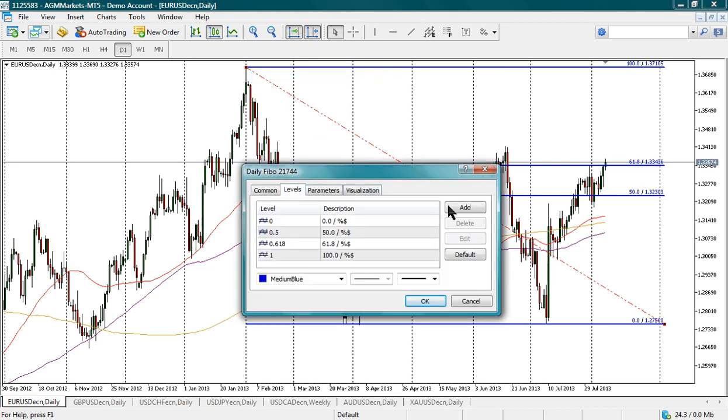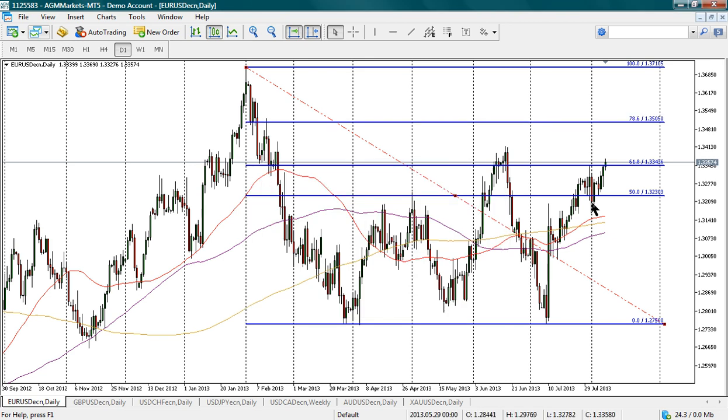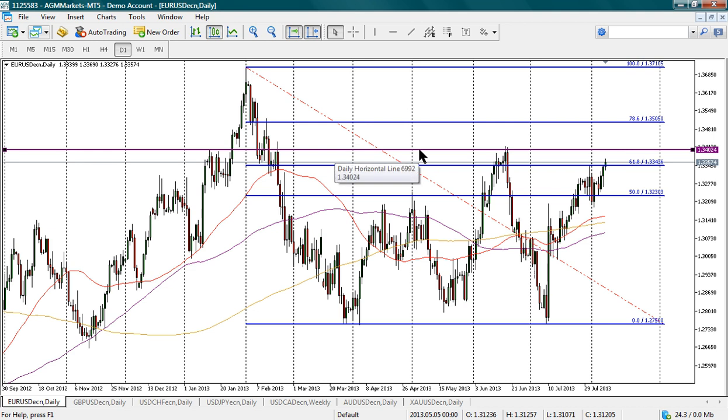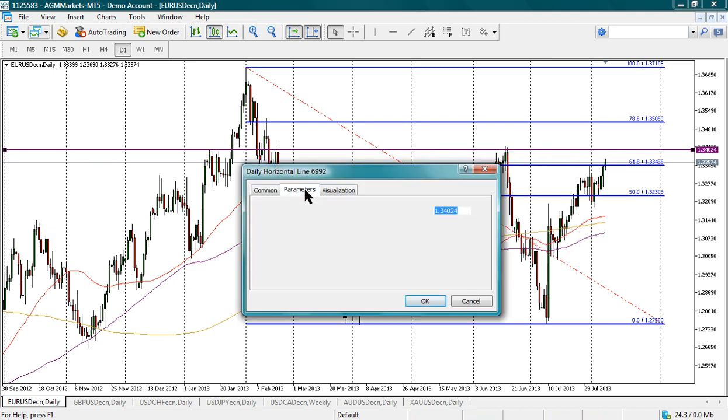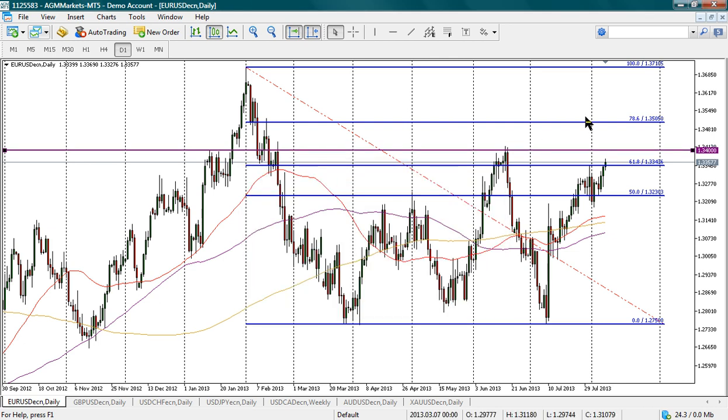and the level next to it, which I'll just draw up. I should draw the 78.6 in a second. So if we get a daily candle close above, and also the key resistance really is here at, let's call it the 1.34 handle. So that's the 1.3400, and then the 78.6 would be the next one in play.